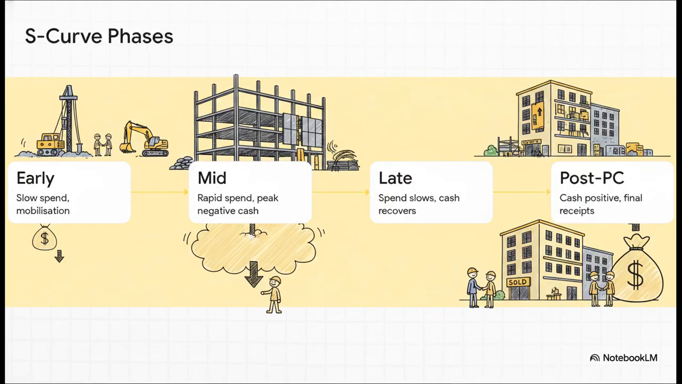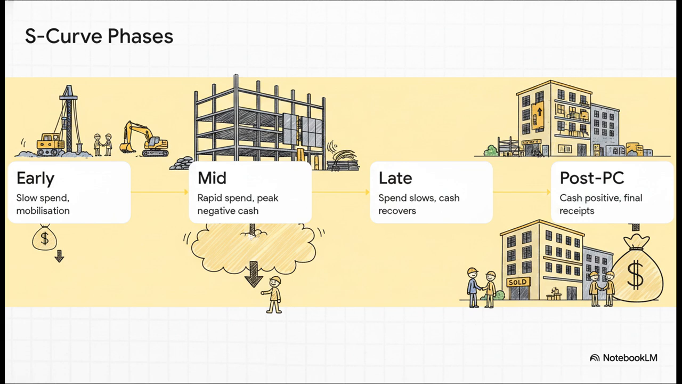Let's actually break down the phases of this curve. In step 1, the early days, the spend is pretty slow. You're mobilizing, setting up the site, maybe doing some piling. The negative cash is building, sure, but it's gradual. Then we hit step 2, the mid-phase. We're talking structural frame, M&E roughing, cladding. This is rapid spend, and this right here is your peak negative cash zone. This is where companies go under.